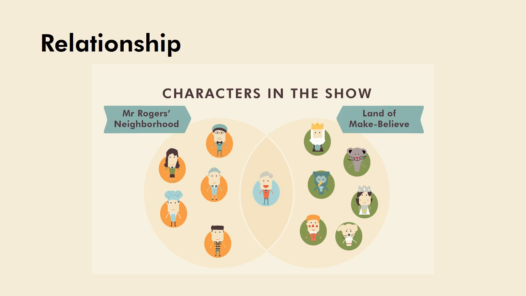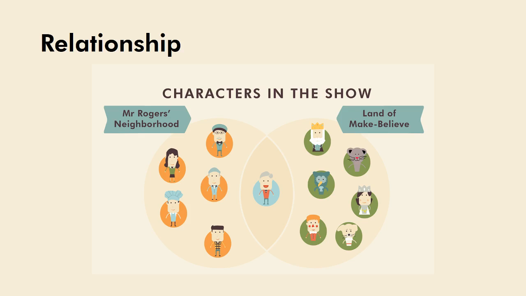The next visual potential is relationship, which is the potential to communicate connections between things or people in the real world using connections between shapes on a page. I use an interaction encoding or Venn diagram to show the relationship between Mr. Rogers and the other characters presented in the show.